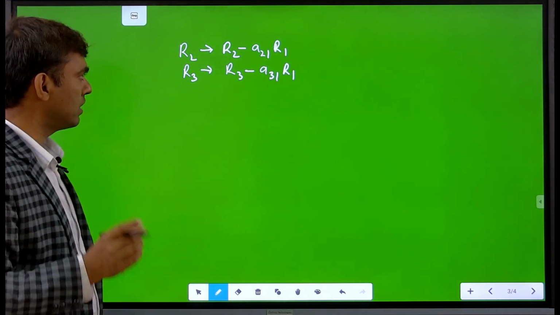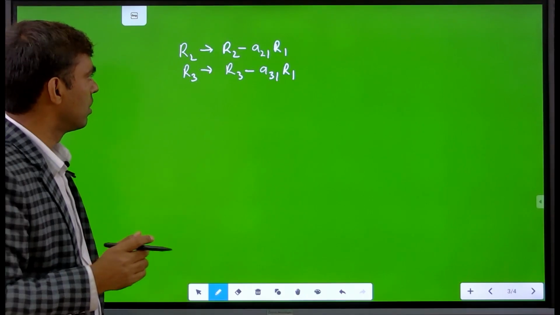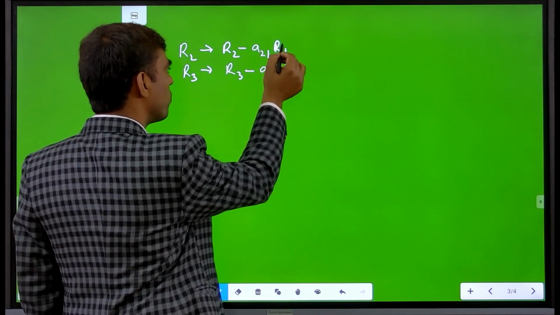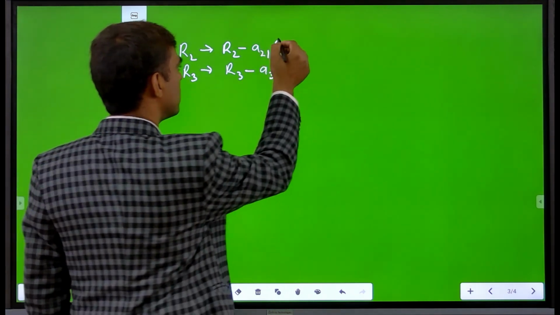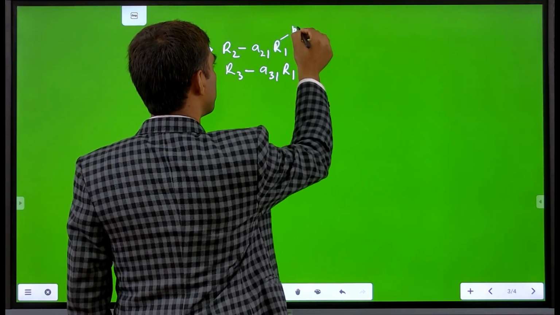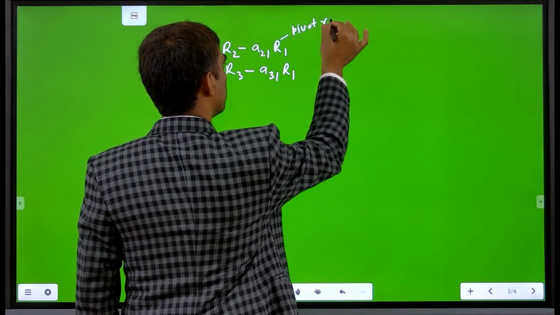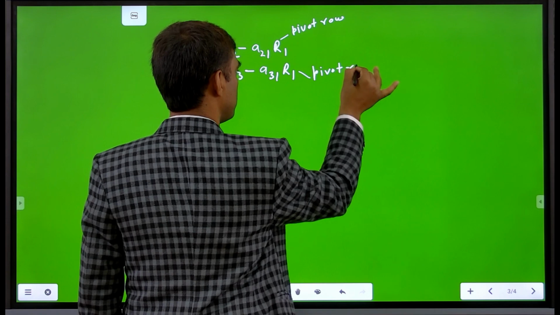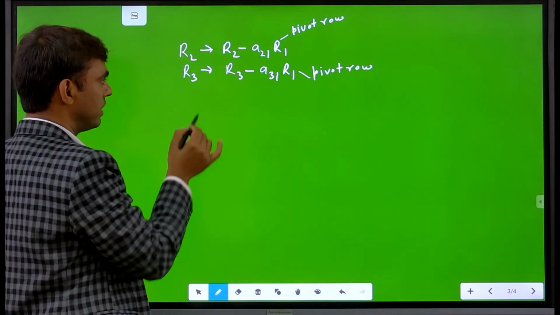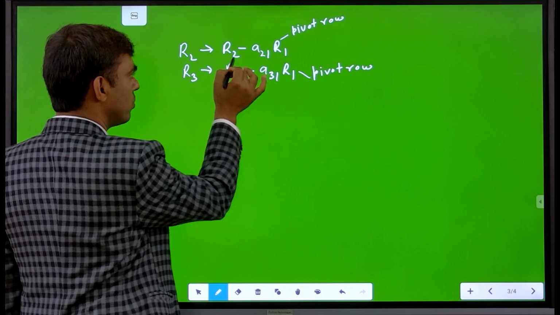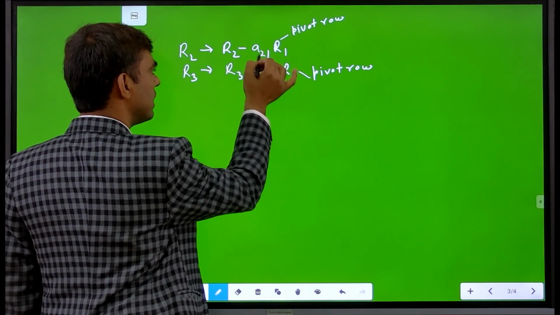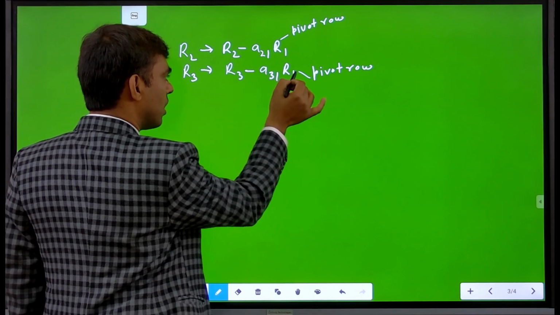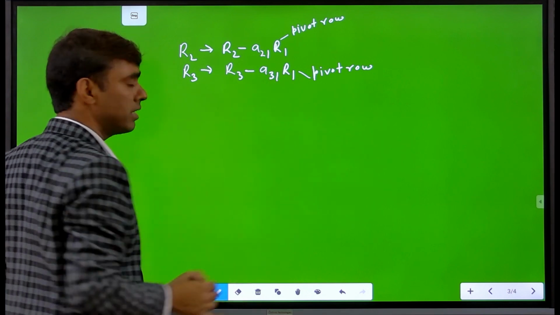Here, one thing needs to be focused on: we perform the multiplication and division only on the pivot row, not any other row. This is the pivot row. So, we subtract from the second row the multiplication of A21 with the pivot row, and subtract from R3 the multiplication of A31 with R1.